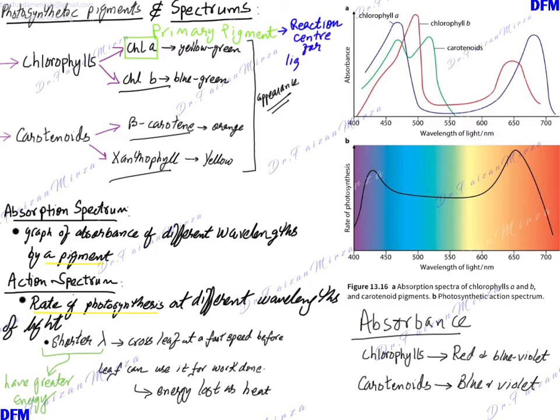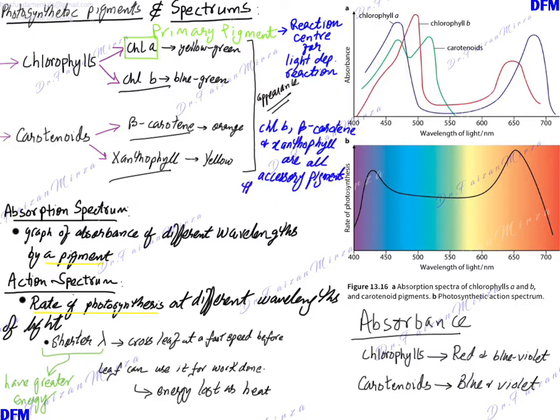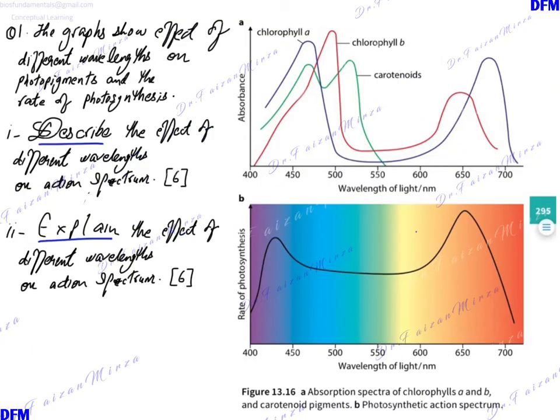I've already mentioned that the pigments for the light-dependent reaction are chlorophyll A, chlorophyll B, beta carotene, and xanthophyll. These are all the accessory pigments, and I've already mentioned these points to you. What's the function of the accessory pigment? The accessory pigments absorb the light and harness all the light. They capture all the light that they can and deliver it to the reaction center, which is chlorophyll A.